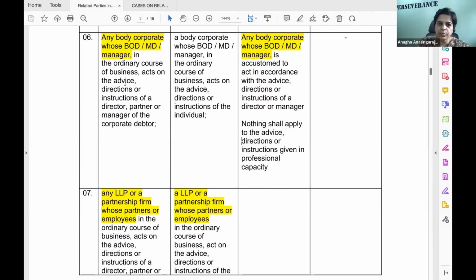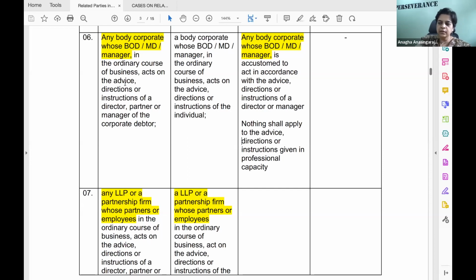Exactly for that particular position, this point number 6 is introduced, right? That is what we are discussing. Any body corporate whose board of directors, MD, manager, by whatever name called, in the ordinary course of business is acting on the instructions of the director, partner or manager of the CD.